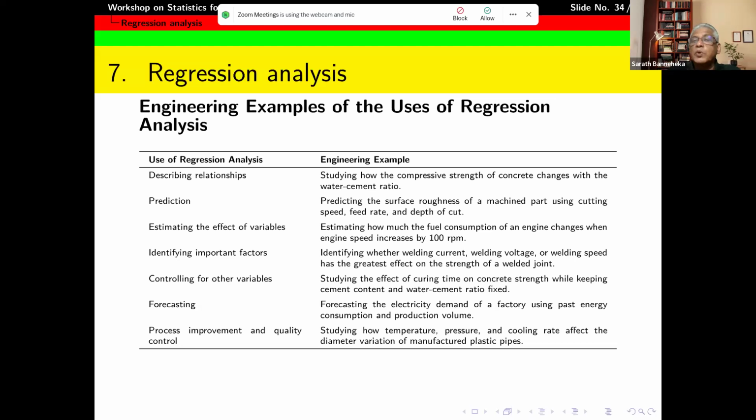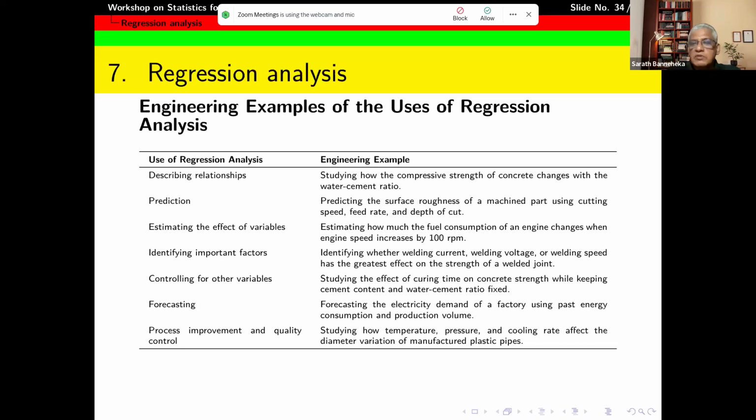To identify important factors related to a given response variable, to study the effect of some variables by controlling for other variables, and also forecasting. Forecasting usually comes in time series analysis, but in regression, we usually talk about prediction. And also, regression is used in process improvement and quality control.